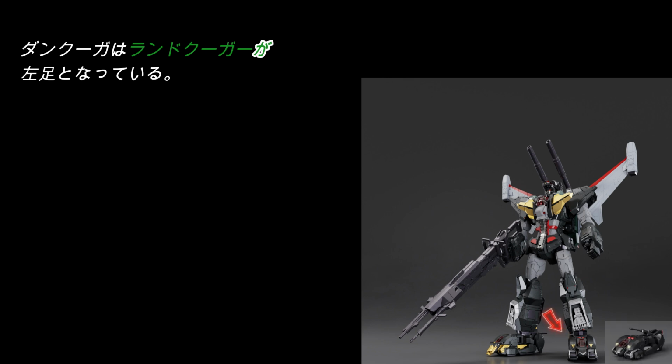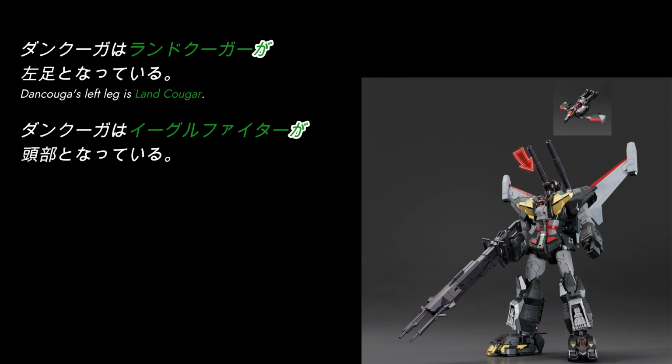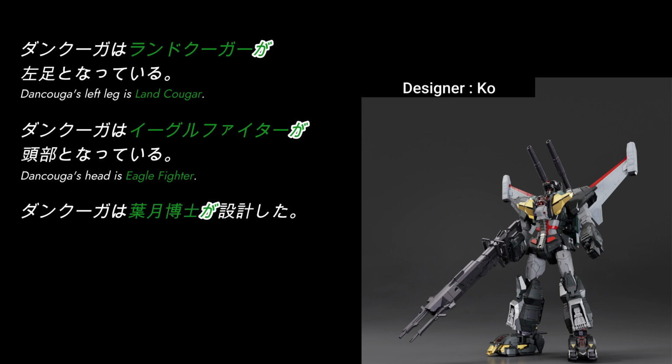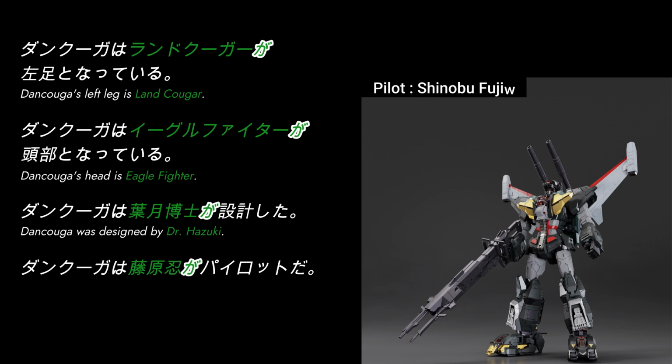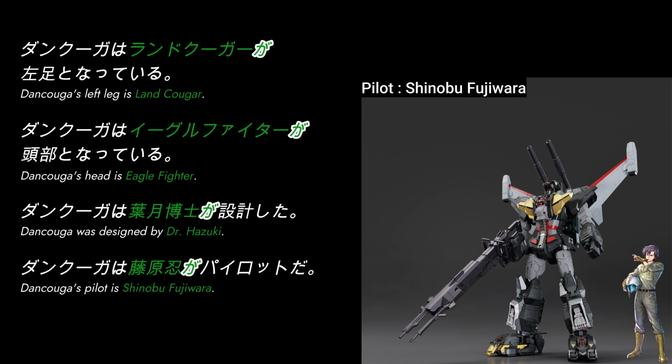Dankugaはランドクーガーが左足となっている。Dankuga's left leg is Land Cougar. ダンクーガーはイーグルファイターが頭部となっている。Dankuga's head is Eagle Fighter. ダンクーガーは初木博士が設計した。Dankuga was designed by Dr. Hatsuki. ダンクーガーは藤原忍がパイロットだ。Dankuga's pilot is Shinobu Fujiwara.